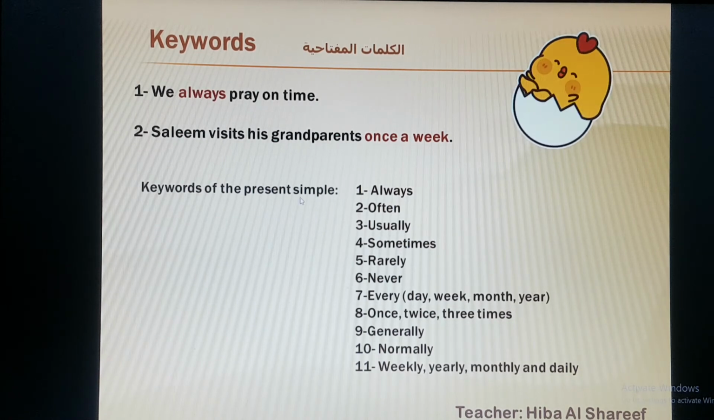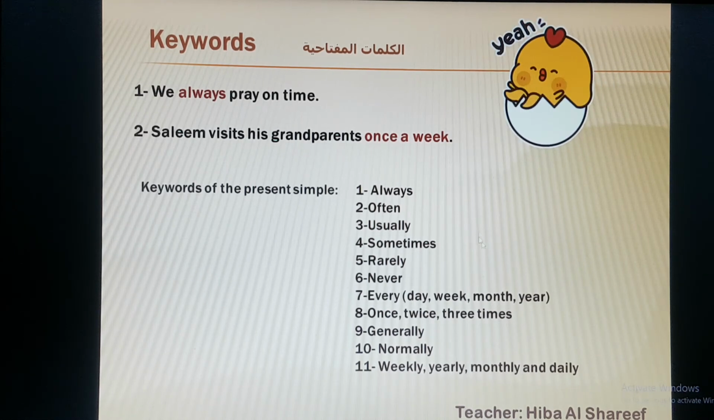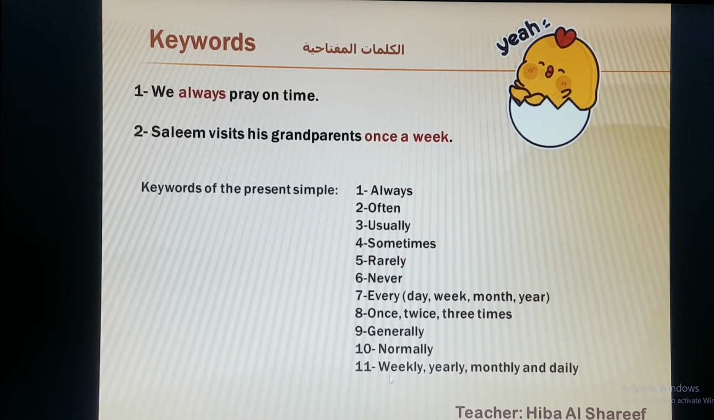Other keywords of the present simple tense we have always, often, usually, sometimes, rarely, never, every day, week, month, year, once, twice, 3 times, generally, normally, weekly, yearly, monthly, and daily.